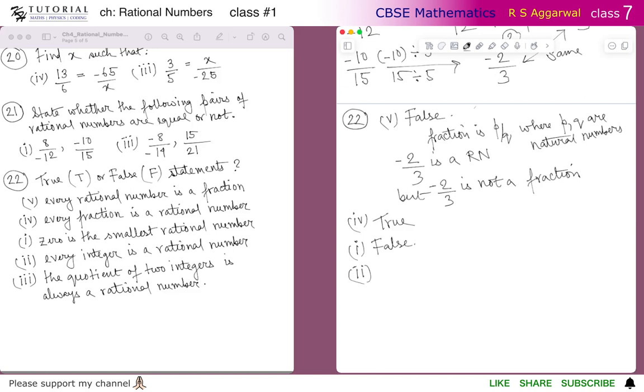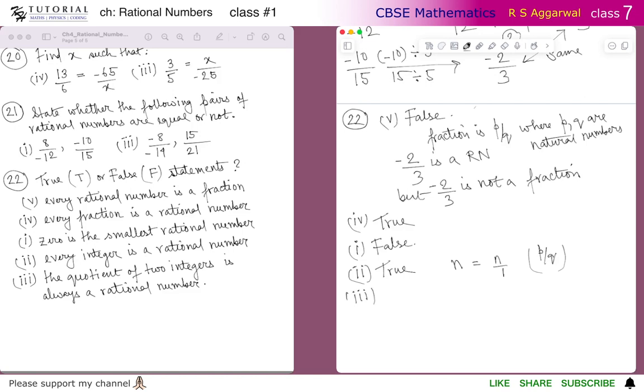Every integer is a rational number. This is of course true, because every integer can be written in the form of that integer divided by 1, and we see it is of the form p by q. So for every integer n, we can always write n equals n by 1, which is of the form p by q. Of course, here q is not equal to 0, and both p and q are integers. So every integer is a rational number. This is true.